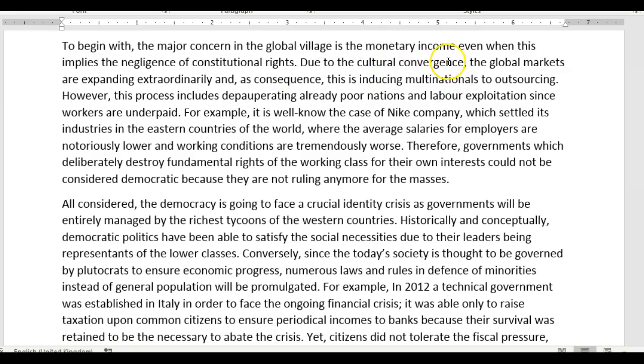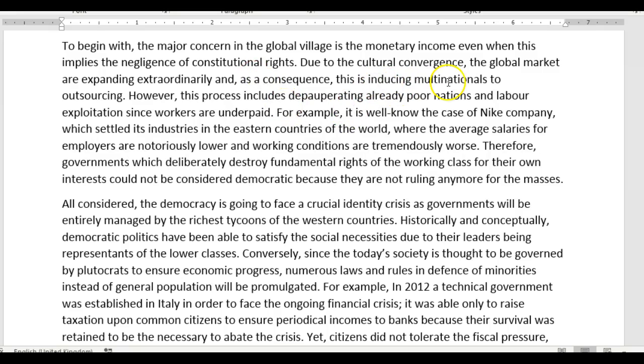Due to the cultural convergence, I like your vocabulary. I like the complexity of your thought. You know, the global village, the cultural convergence. This is aiming very high. The global markets are expanding extraordinarily. I would say the global market. I would generalize it to singular. And as a consequence, this is inducing multinationals to outsourcing. I would say this leads multinationals on the path to outsourcing.